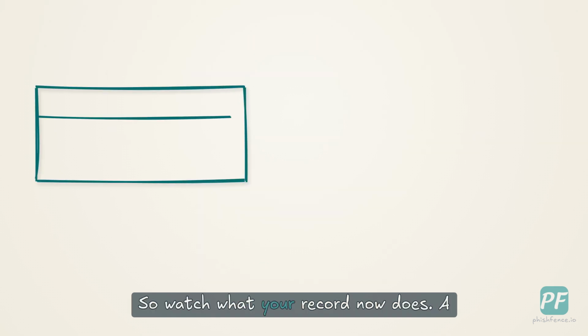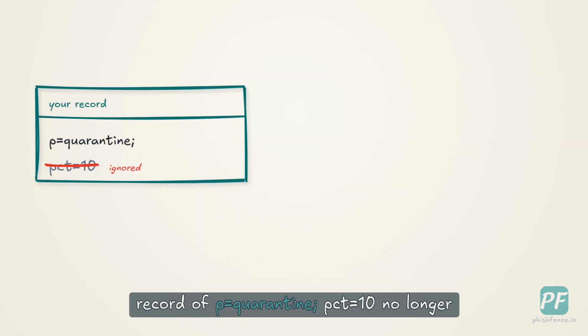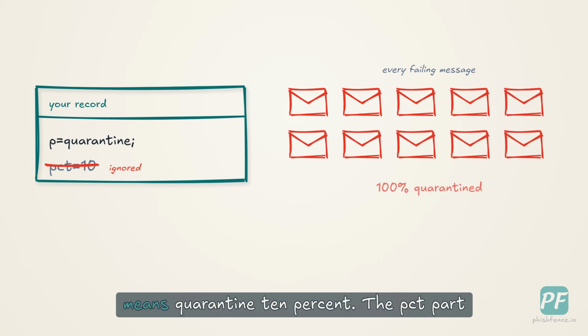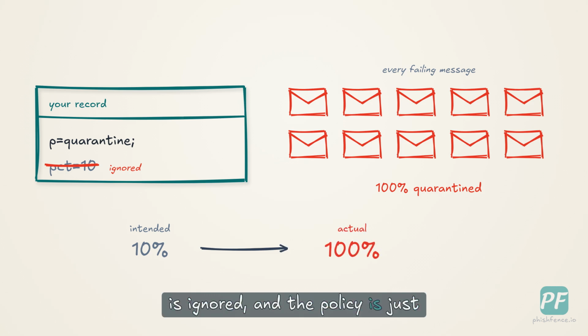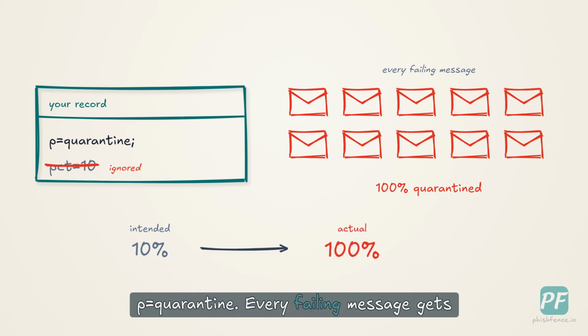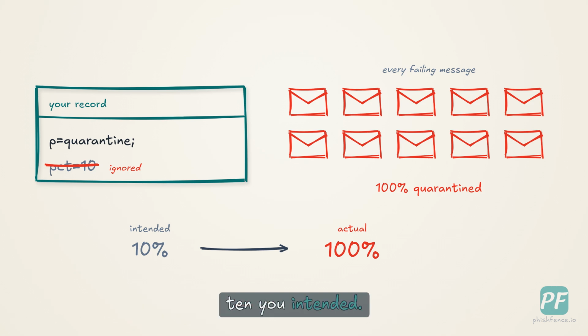So watch what your record now does. A record of P equals quarantine, PCT equals 10 no longer means quarantine 10%. The PCT part is ignored, and the policy is just P equals quarantine. Every failing message gets quarantined, 100%, not the 10 you intended.